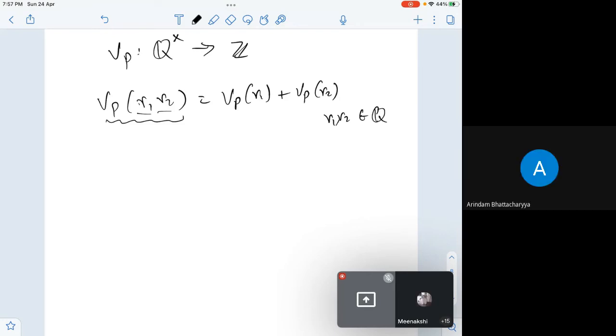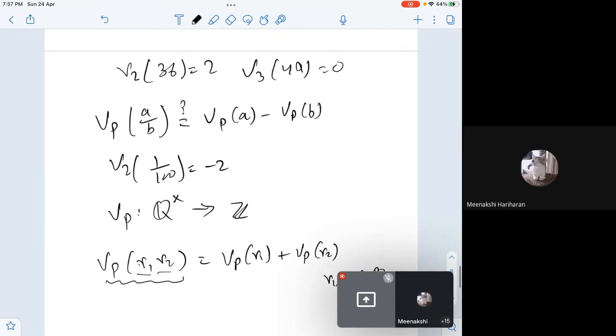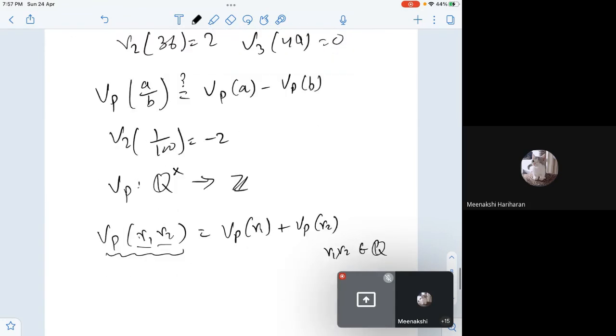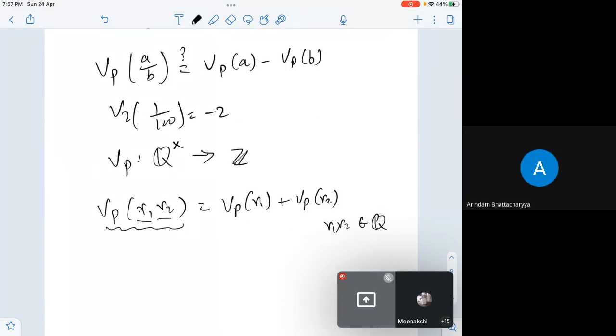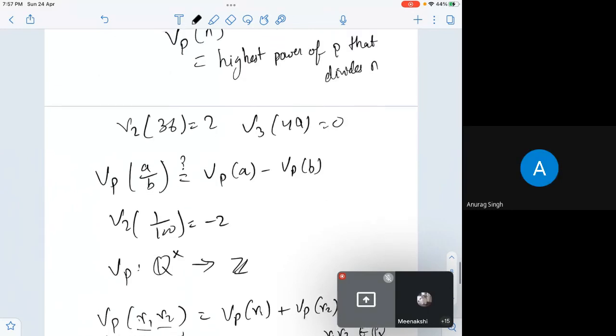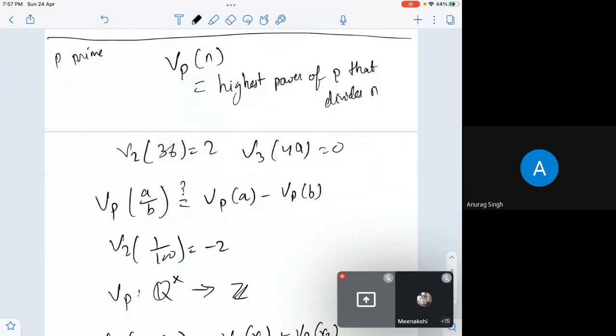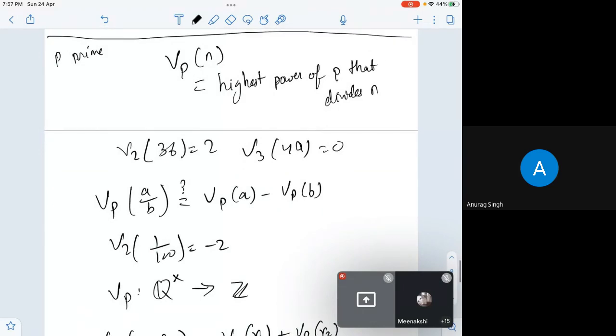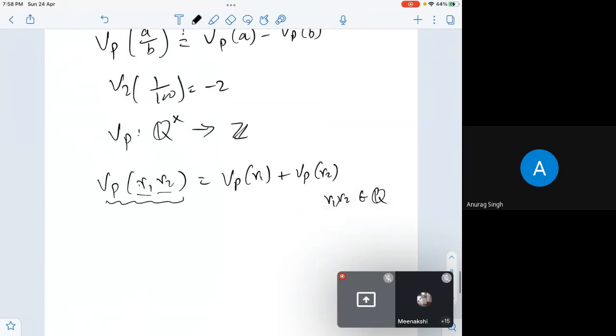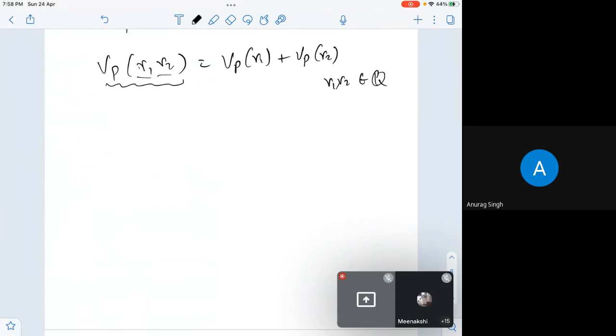Is P prime? Yeah, P is a prime. You don't need P to be prime so far. But for example, if it's 4 and R1 is divisible by 2, and R2 is divisible by 2, then when you multiply, they'll be divisible by 4. But if they're separate, it'll be 0. But if we prove that floor of log to the base P of AB is equal to floor of log P of A plus floor of log P of B, then we can prove this too.